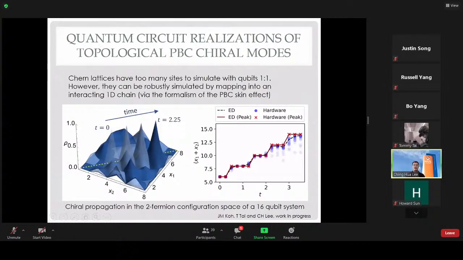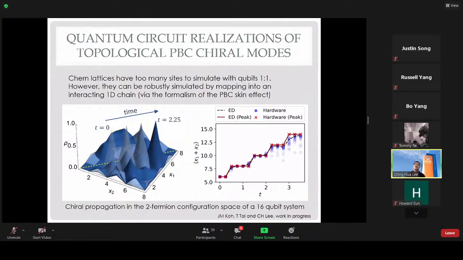Before I end the talk, I just want to highlight one last example. This is a work in progress. Basically, we realized the chiral topological transport of a Chern lattice on the IBM Q quantum computer.